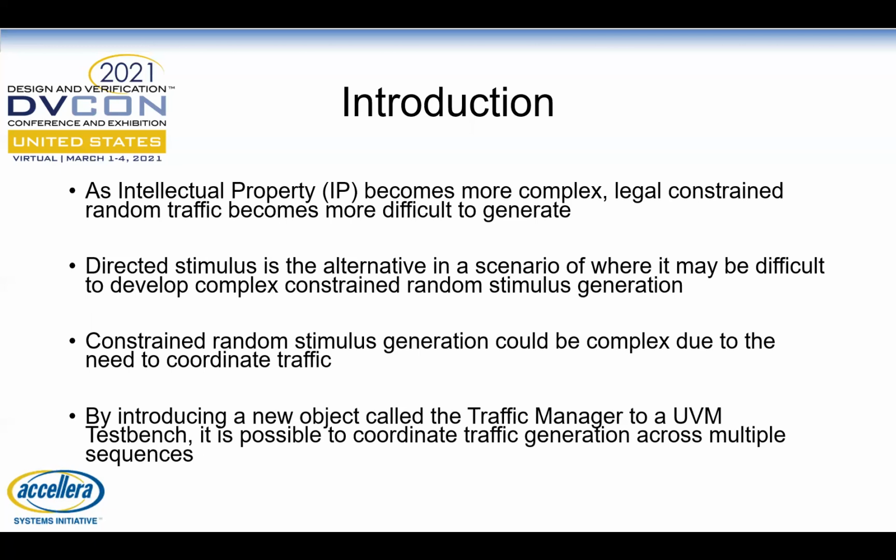We were adamant about using random stimulus to harness its advantages and wanted to reduce the number of directed cases as much as possible. One of the reasons why constraint random stimulus would be difficult to develop would be the need to coordinate traffic from multiple sources, which is what this presentation will focus on. As you will see in the next few slides, by introducing a traffic manager, we were able to overcome this challenge, and it was possible to coordinate traffic generation across multiple sequences.